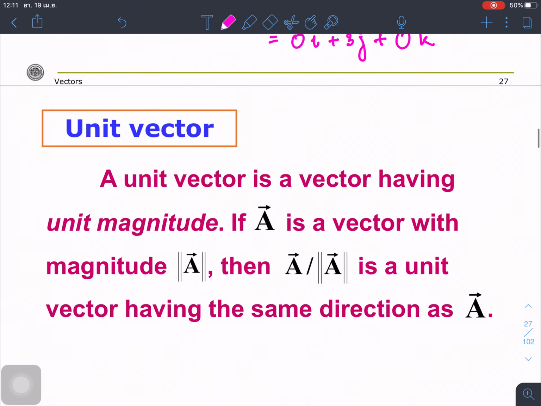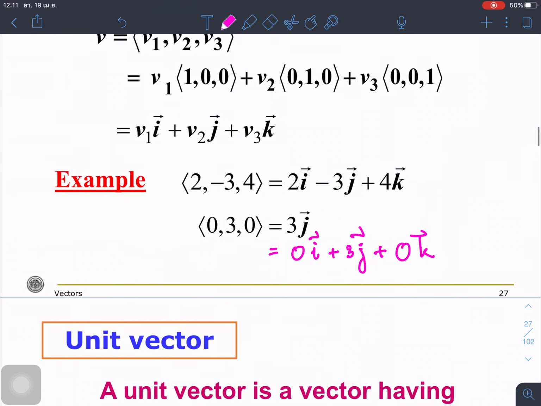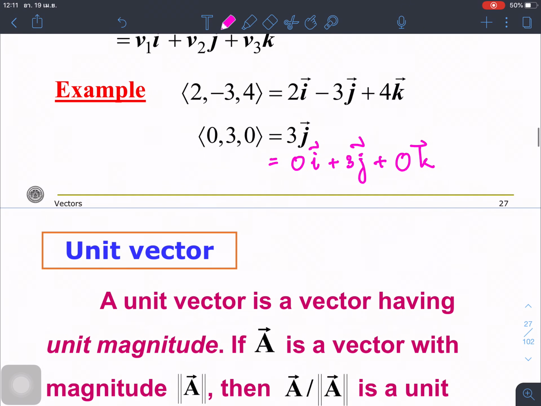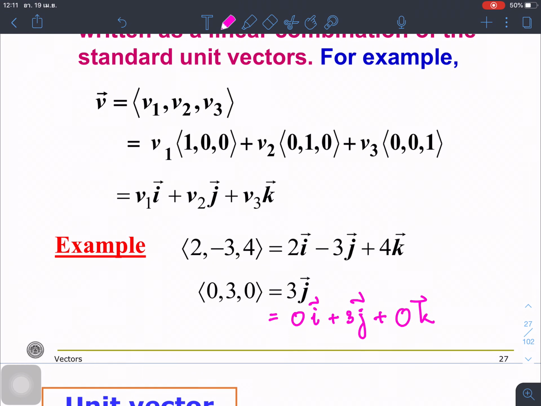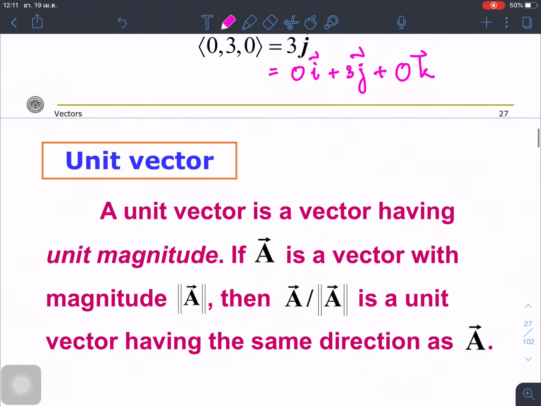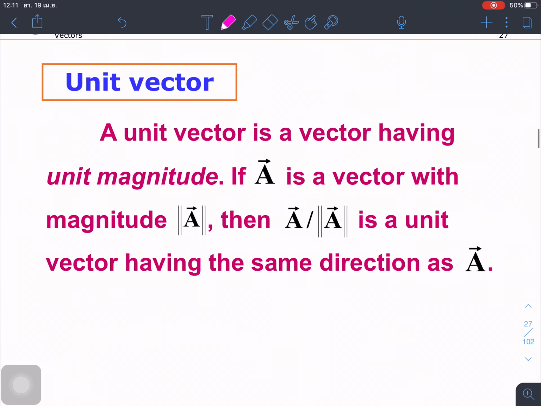Okay, that's modulus, the definition of modulus and some properties. And then I want to continue to the unit vector. Well, you already know some examples of unit vectors, which are the standard unit vectors i, j, and k.